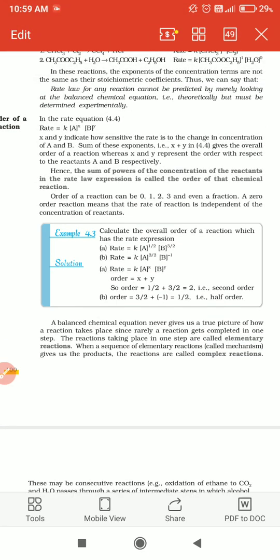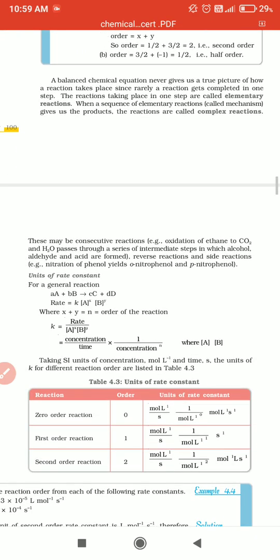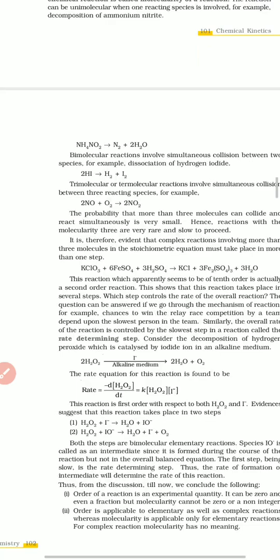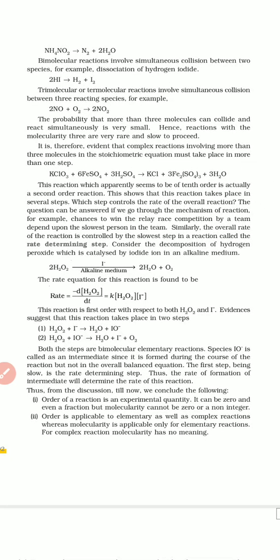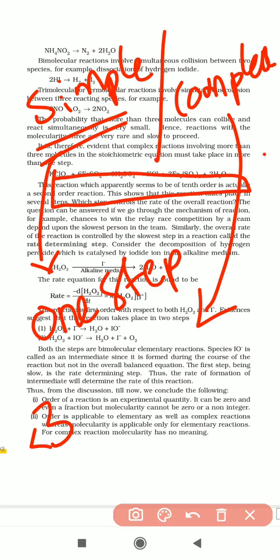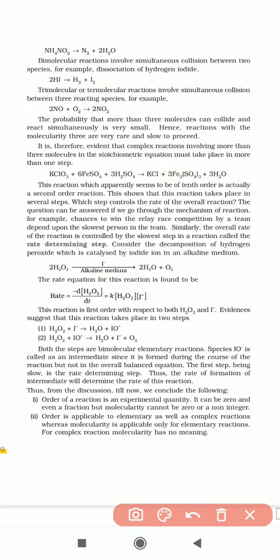If you take a running relay, for example, the chances of winning the relay race competition by a team depend upon the slowest person in the team, right? If all members run equally well, the team will win. If one person runs slowly, the team will completely fail. That means it won't win. So the person who runs slowest in that relay is called the rate determining step.